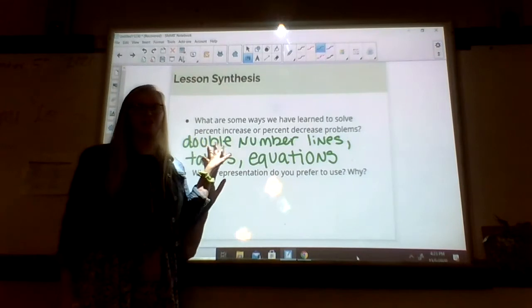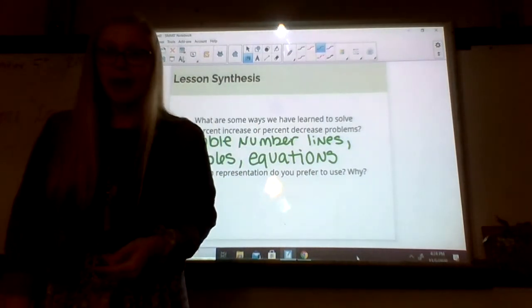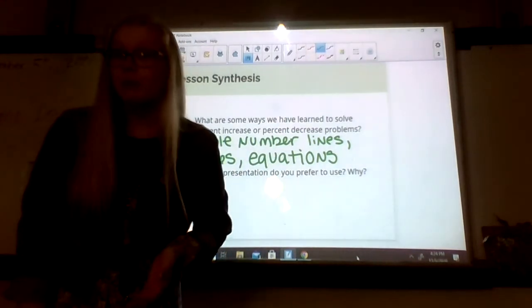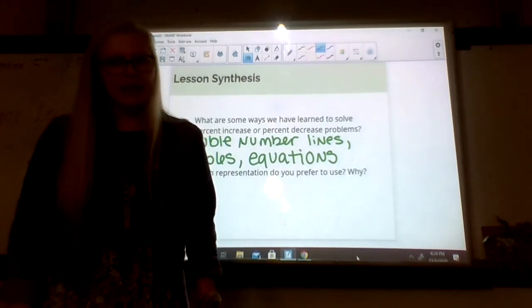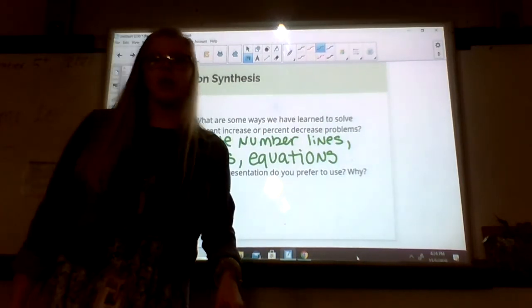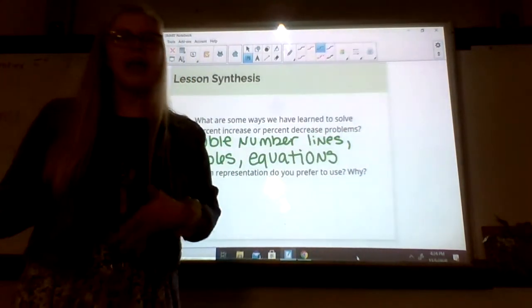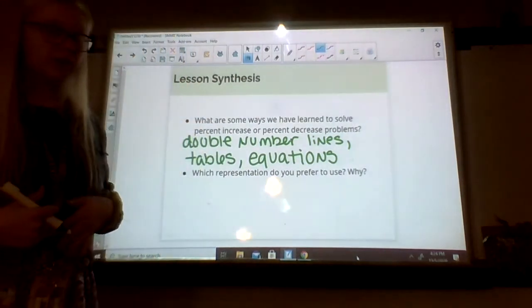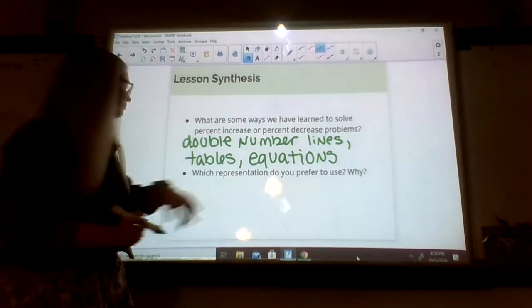And some of you actually really liked the double number lines from yesterday. You rocked at those. Those were your jam. So maybe you enjoy double number lines more. I like double number lines, but that's a lot for me to draw. So that's why I kind of dislike them. I like tables because we are all really good at tables. We practiced them so much last year and so much this year that you guys rock at them. So that's what I like. Whatever you like, you can write down here.